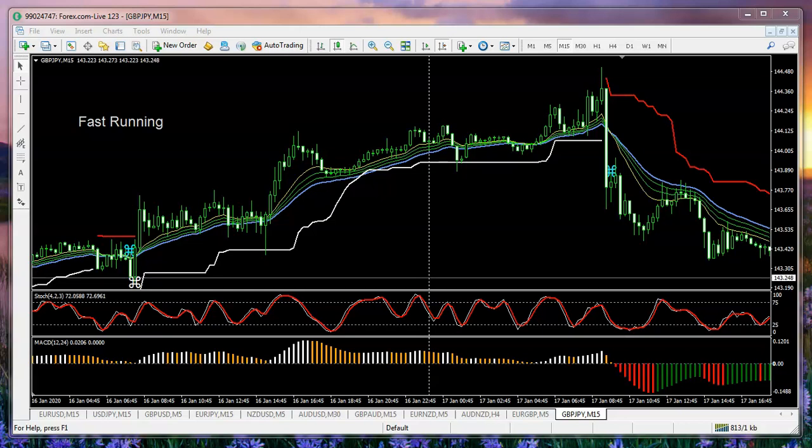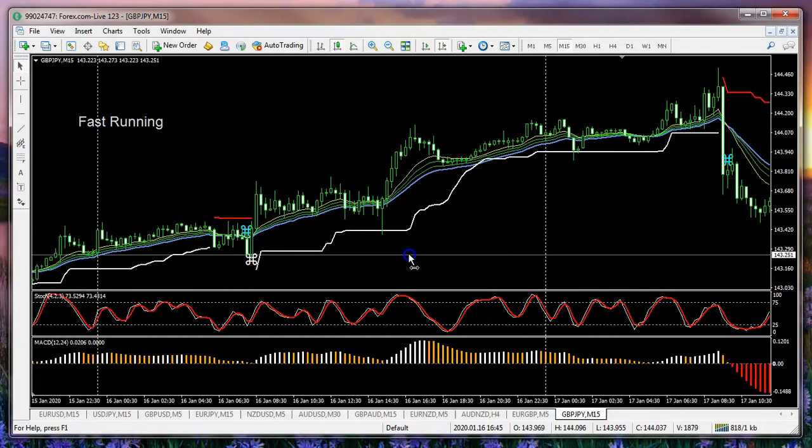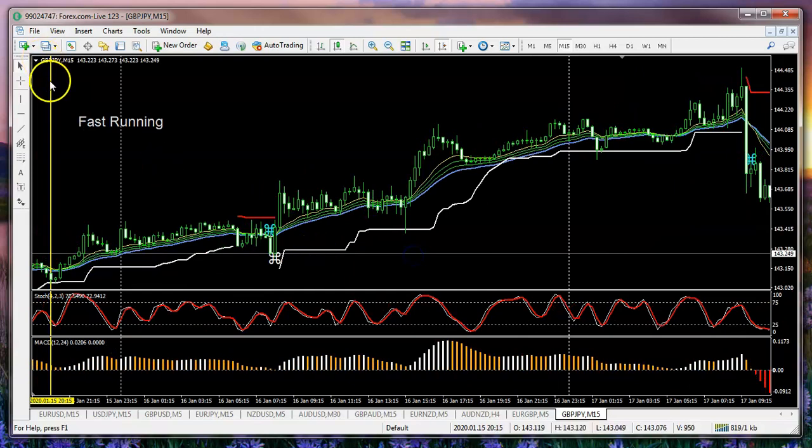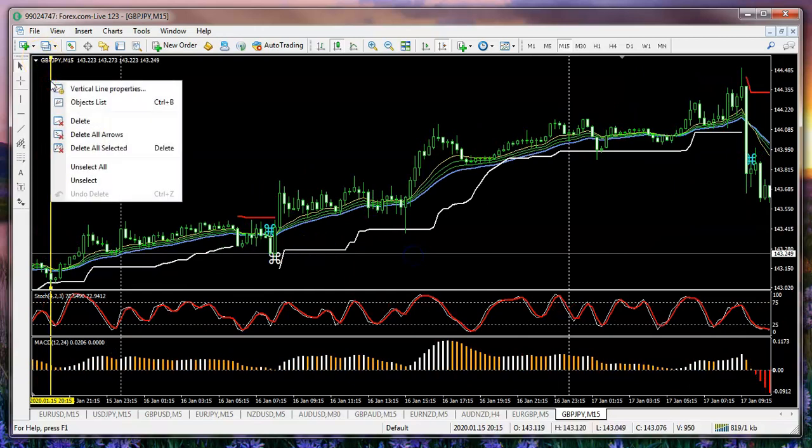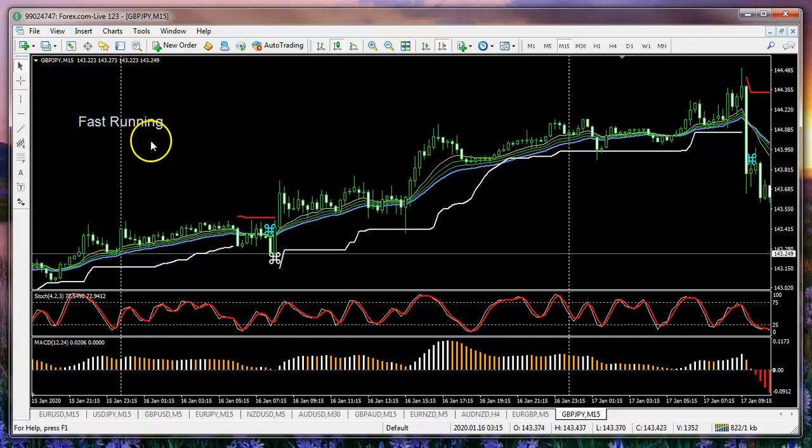In this particular template, which I'm calling Fast Running, we have a 15-minute chart of the pound and the yen, and I think that's probably the best way to approach the time frame in this particular pair. 5 minutes is a little too short, and 30 doesn't show as many of the kinds of pullbacks and movements into the bands that we'd like.